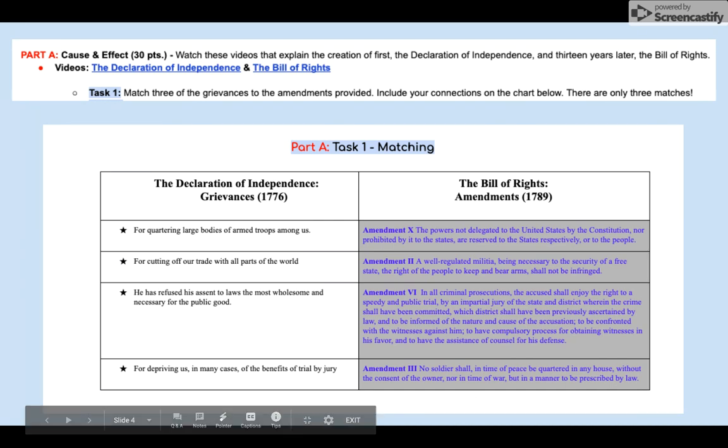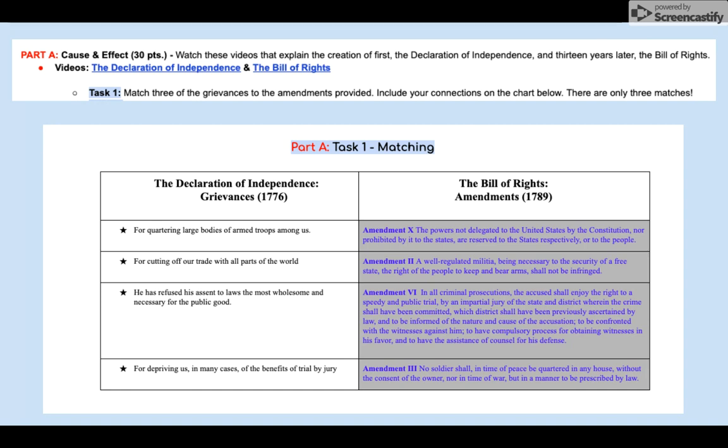So your first task, the first thing that you're going to do is you're going to look at these grievances, these four grievances which come out of the Declaration of Independence, and you're going to match three of them with ideas that are listed in the Bill of Rights, which come 13 years later. So there are only three matches. There are four. There's one in there to throw you off. So find three that match.